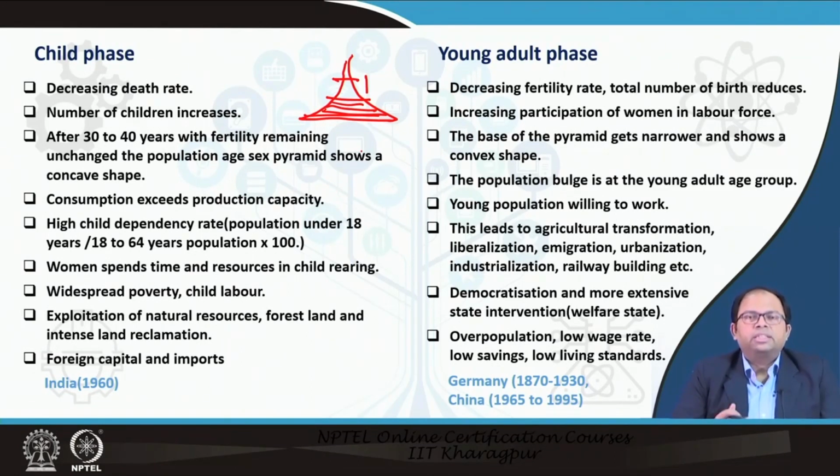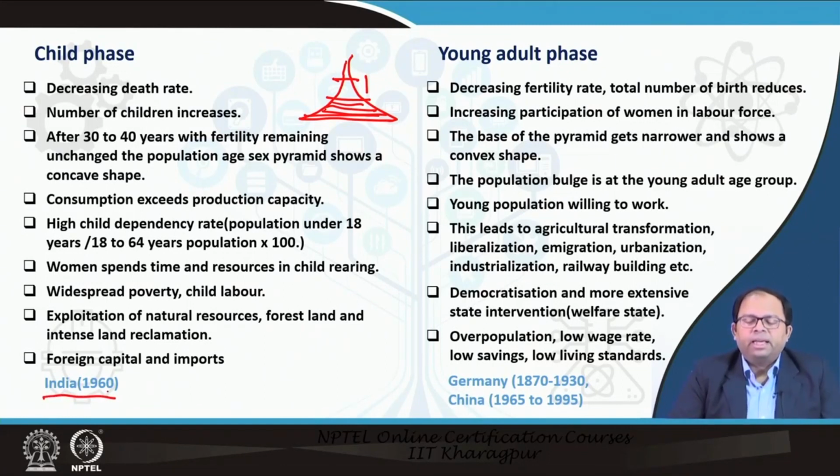Forest land also gets exploited, and there is a lot of intense land reclamation. That means the country is trying to reclaim land where agriculture and other industries are being set up. So, the society is working towards providing for itself, and foreign capital and imports are very, very low. This was India during the 1960s. So, this is the child phase.